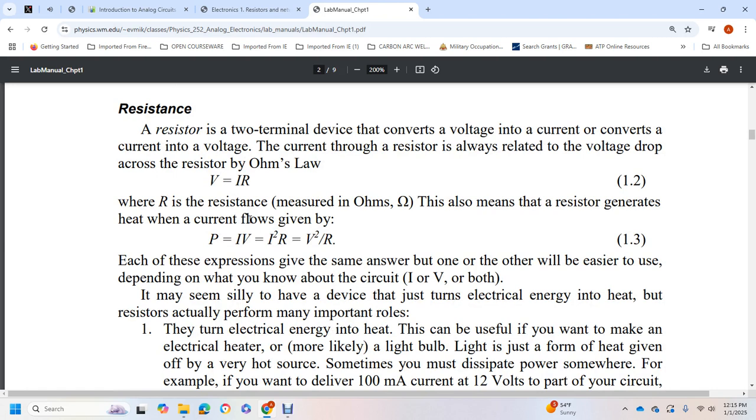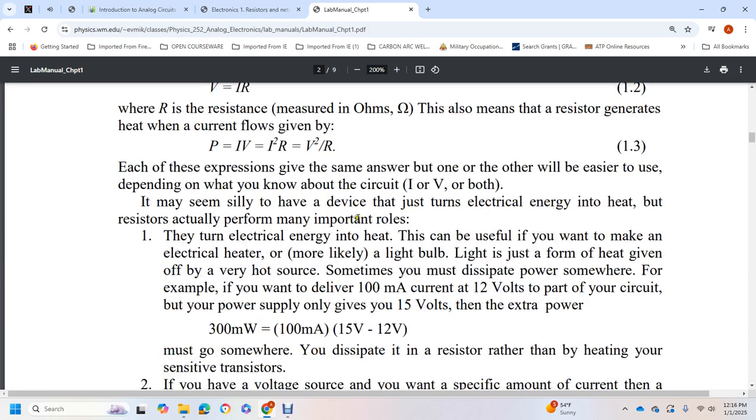Resistance. A resistor is a two-terminal device that converts voltage into a current and a current into a voltage. The current through the resistor is always proportional to the voltage drop across the resistor, or Ohm's law: voltage equals amps times resistance. Resistance is measured in ohms. It also means the resistor generates heat with current flow, given as power equal to amps times volts, equal to amps squared times resistance, equal to volts squared over resistance.